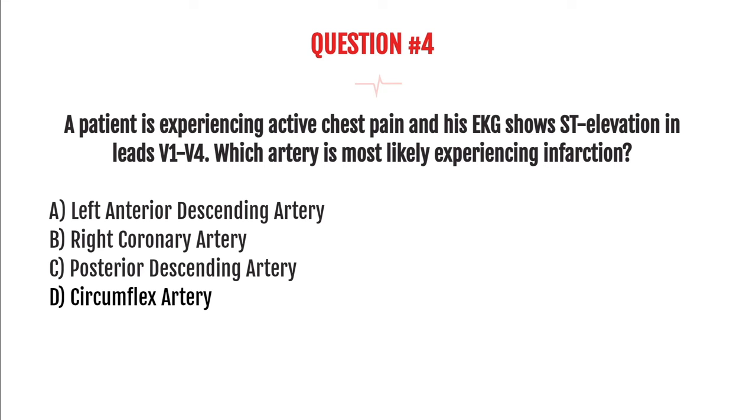So V1 through V4, which wall of the heart are we looking at here? We're looking at the anteroseptal wall. And which artery supplies the anterior and septal walls of the heart? It is our left anterior descending artery, or our LAD.